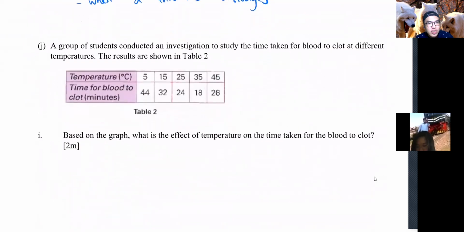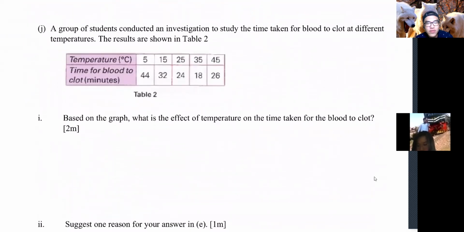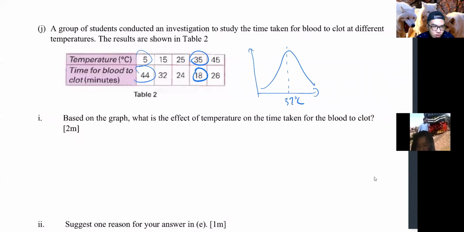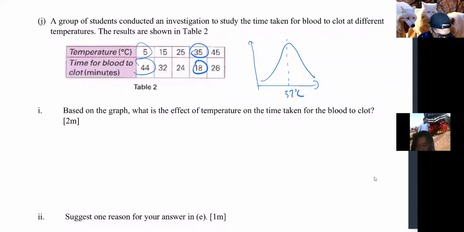So, a group of students conducted an investigation to study the time taken for blood to clot at different temperatures. As you can see, when temperature is very low, blood clot time is very long. But when you are close to body temperature, the blood clot is very quick, 18 minutes. Based on the graph, what is the effect of temperature on the time taken? This is like an enzyme graph. You have a graph looking like this. This is the optimum temperature.